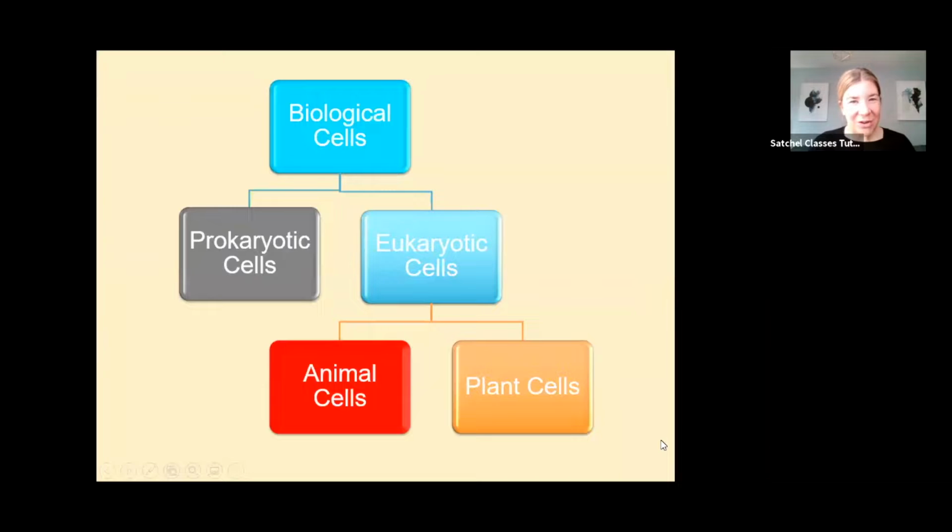Okay, well done if you got this right. Biological cells have two subdivisions at GCSE biology: prokaryotic and eukaryotic cells. And then within eukaryotic cells, animal cells and plant cells can be found. This is an overall summary of how cells are categorized in GCSE biology.